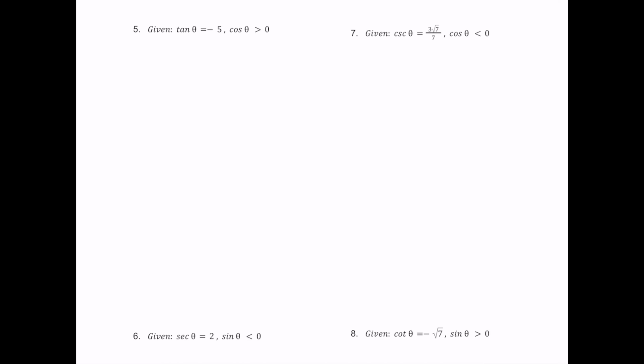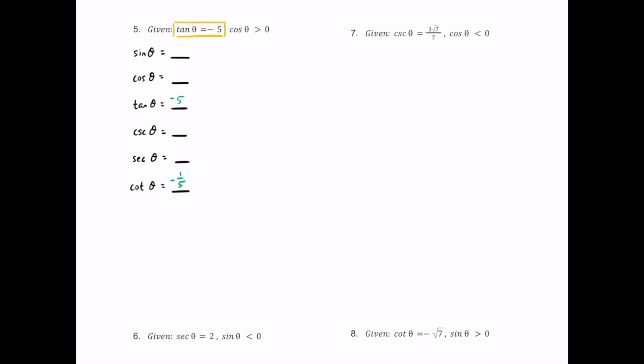For number 5, we're given that tangent of theta is equal to -5 and that cosine of theta is greater than 0. So tangent of theta is equal to -5. Let's take that bit of information first and go ahead and write that in. So tangent is going to be -5, and that means cotangent is going to be the reciprocal, -1/5.